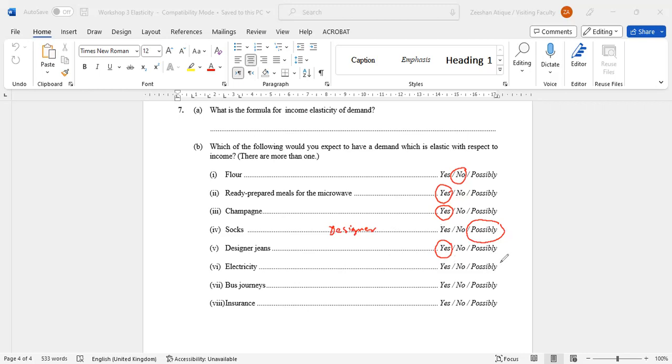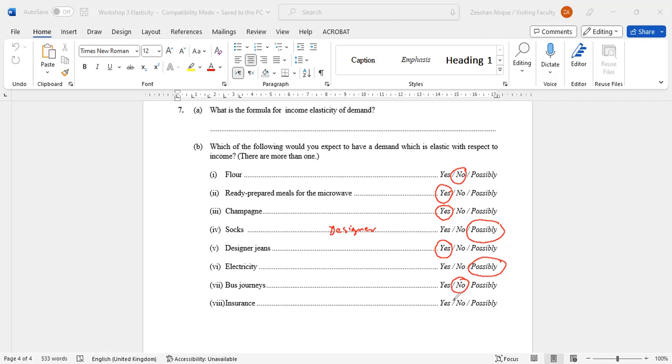Electricity could be a possibility, because when you are using some kind of luxury appliances, for example a coffee maker, that may have a responsiveness in demand when income increases. Bus journeys do not have income elasticity. When your income changes, you generally do not change your bus journeys, so it is not elastic with respect to income.